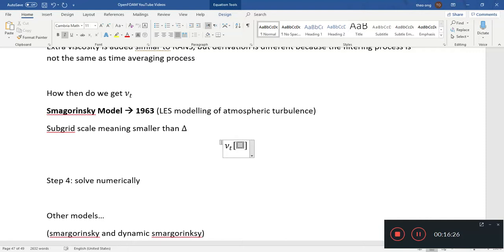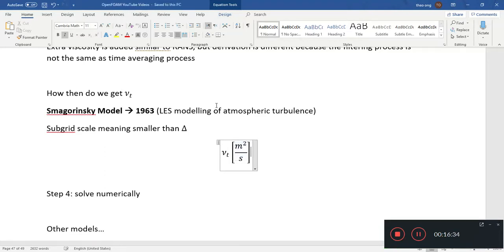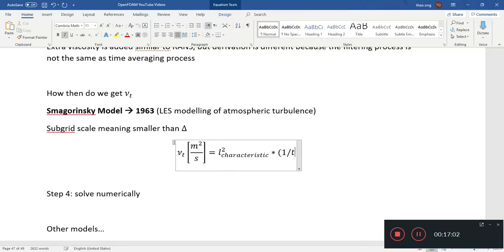What do you call that? This formulation. Viscosity is generally in terms of meters squared per second. This is a momentum diffusivity. The units of kinematic viscosity are length squared over some time. So how he modeled it is to use a characteristic length squared times 1 over time. Where do we get this 1 over time?